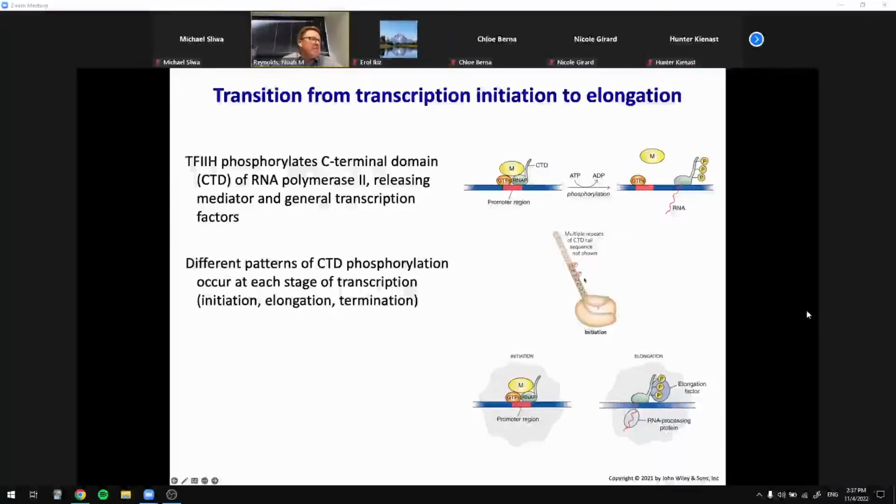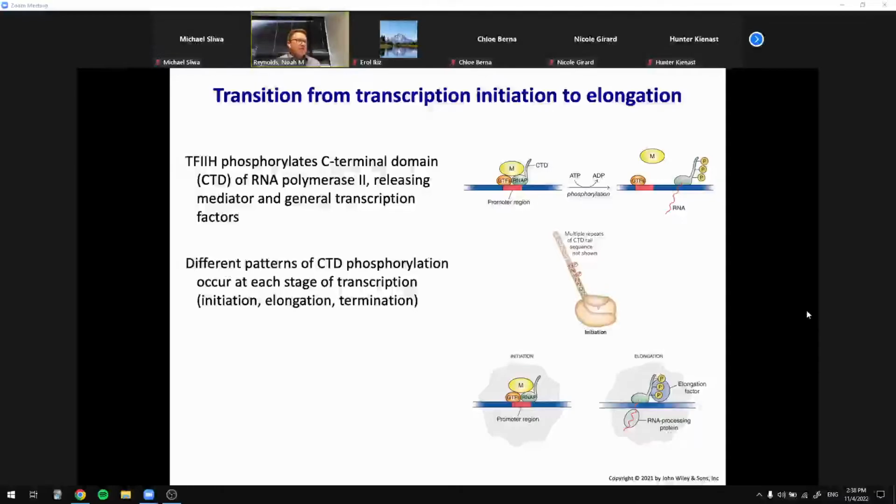And there are different phosphorylation patterns that can happen at the C-terminal end. One of those patterns lets mediator go. There are other patterns that then recruit other proteins. Those other proteins can be RNA processing proteins. So when we talk about the processing of eukaryotic RNAs, it's all happening at the same time with the RNA polymerase. As the RNA polymerase goes along, those enzymes are already there.